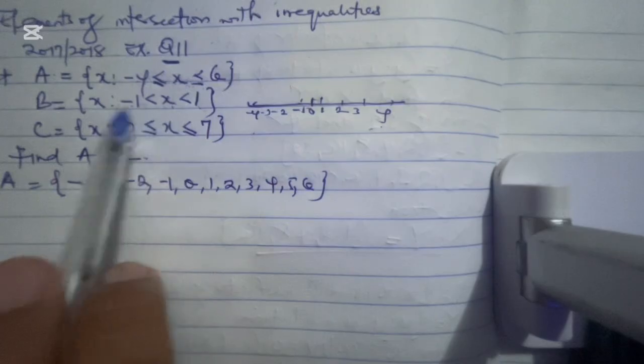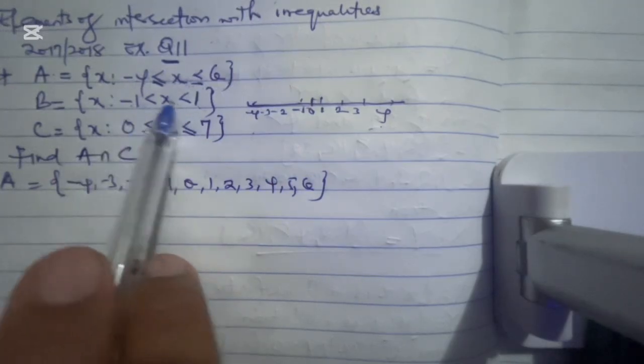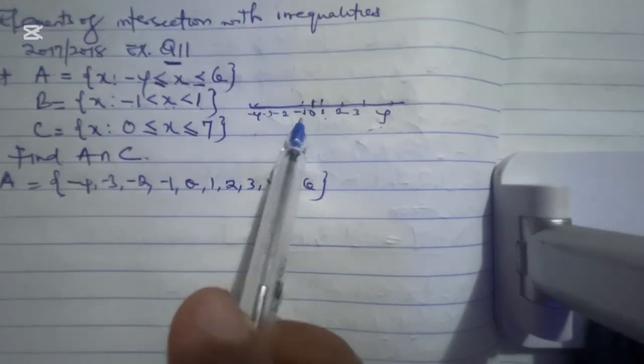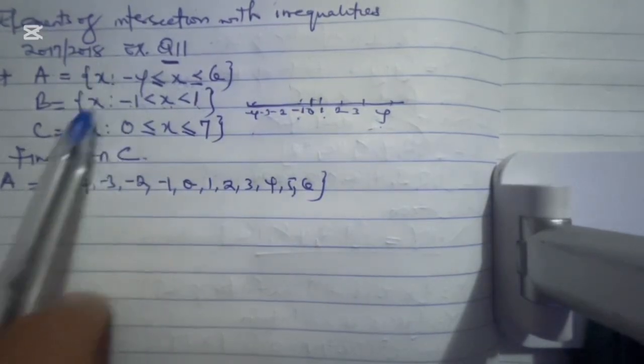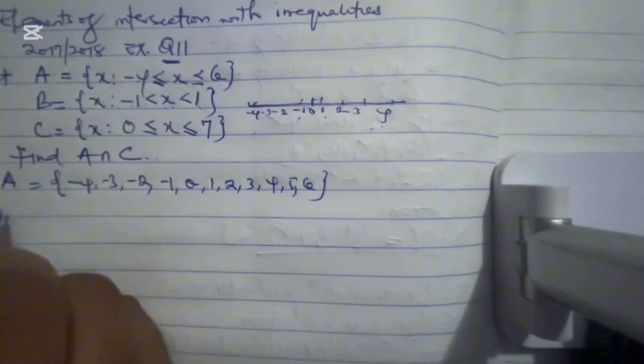So it means that in this set it's only 0 that is in this set, because it's only 0 that is in between minus 1 and 1. But B is not really our interest because we are told to look for A intersect C. So now let us look for C.